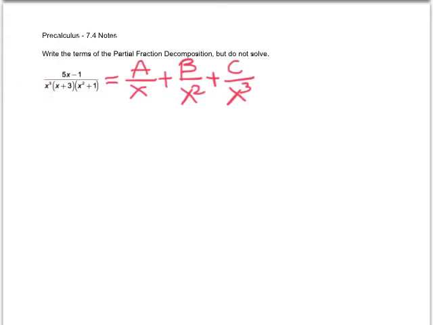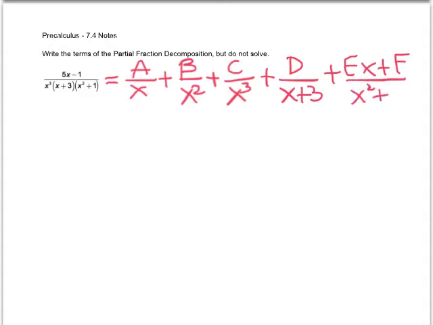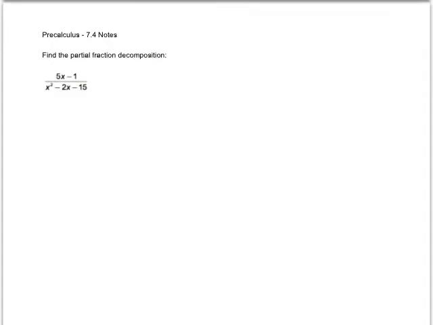So we have to represent all those different factors plus d over x plus 3 plus ex plus f over x squared plus 1. And that's how you're going to handle the irreducible quadratic. We have to have that linear term in the top. Okay, so this is how the different terms of the partial fraction decomposition would look. We're not going to solve this one. He would be a little bit on the nasty side.